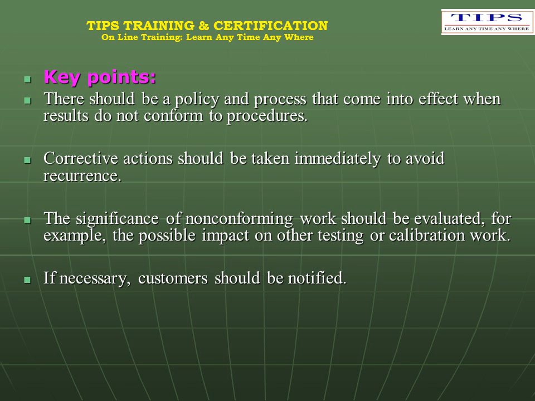Key point for non-conformity: there should be a policy and process that come into effect when results do not conform to procedure. Corrective action should be taken immediately to avoid recurrence. The significance of non-conforming work should be evaluated, for example, the possible impact on other testing or calibration work. If necessary, the customer should be notified.